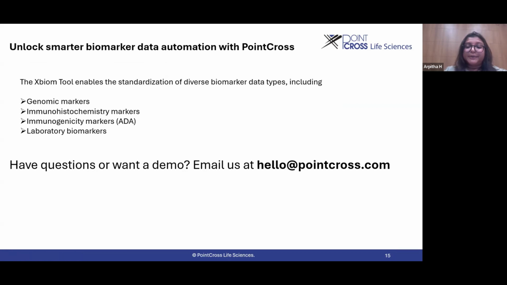So, to conclude, the XBiome platform simplifies the standardization process of diverse biomarker types, making sure the standardization process is efficient, compliant, and the outputs generated are ready for your regulatory use.